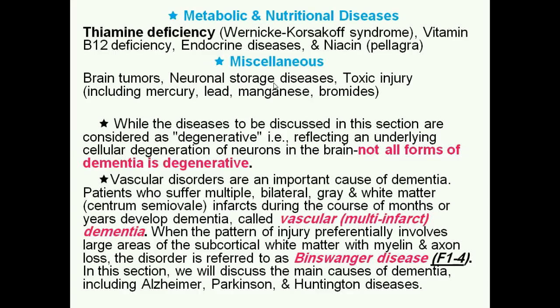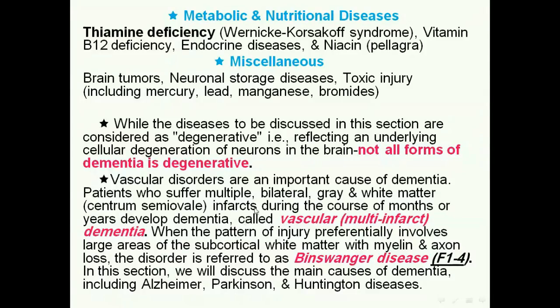Now, vascular disorders, which we said we're going to talk about, are called multi-infarct dementia. How does that happen? This happens when patients suffer for months or years and develop dementia after they have multiple bilateral gray and white matter infarcts, which involve the centrum semiovale. This is called vascular multi-infarct dementia when the pattern of injury preferentially involves larger areas.